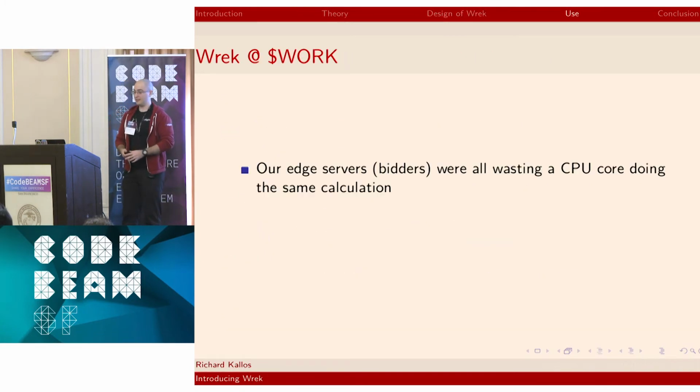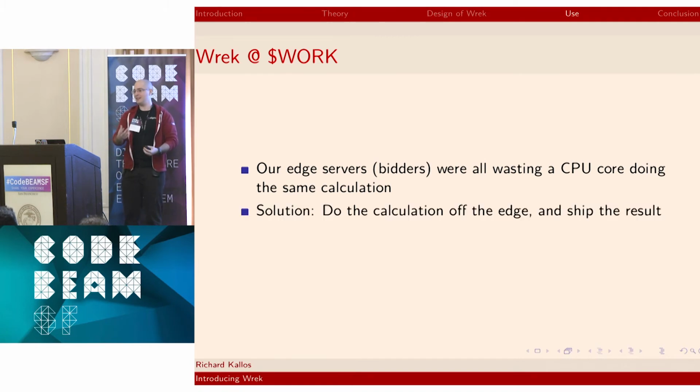So this emerged from a need of alleviating some CPU pressure from our bidding servers, which are just running at full CPU all the time. And unfortunately, they're all wasting a CPU core doing the same kind of calculation that gradually got more and more expensive over time. And so it finally was decided that we needed to pull that calculation off to a single server and then ship the result out to the edge.